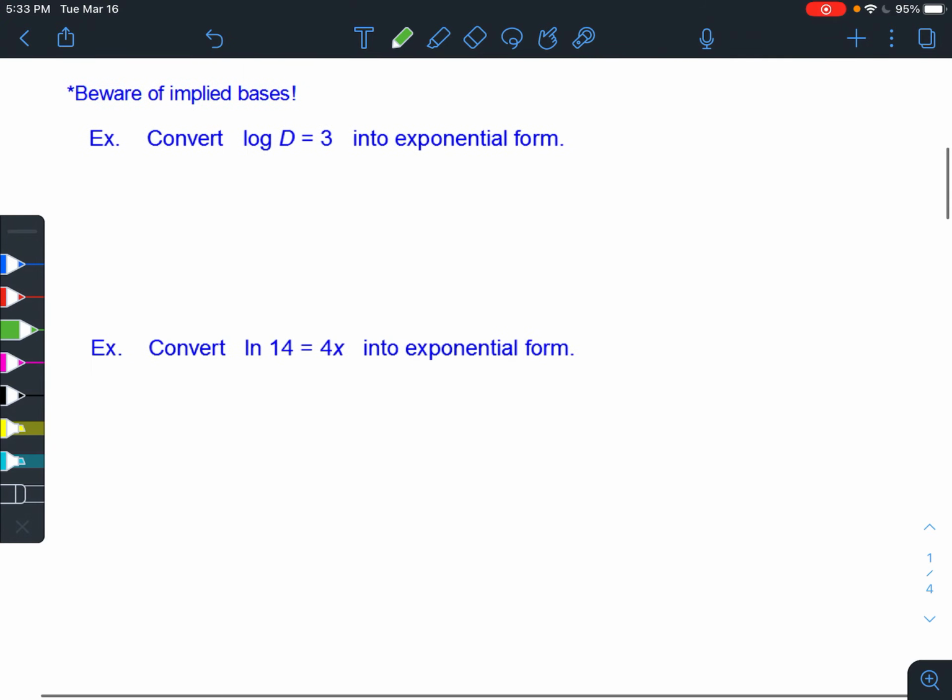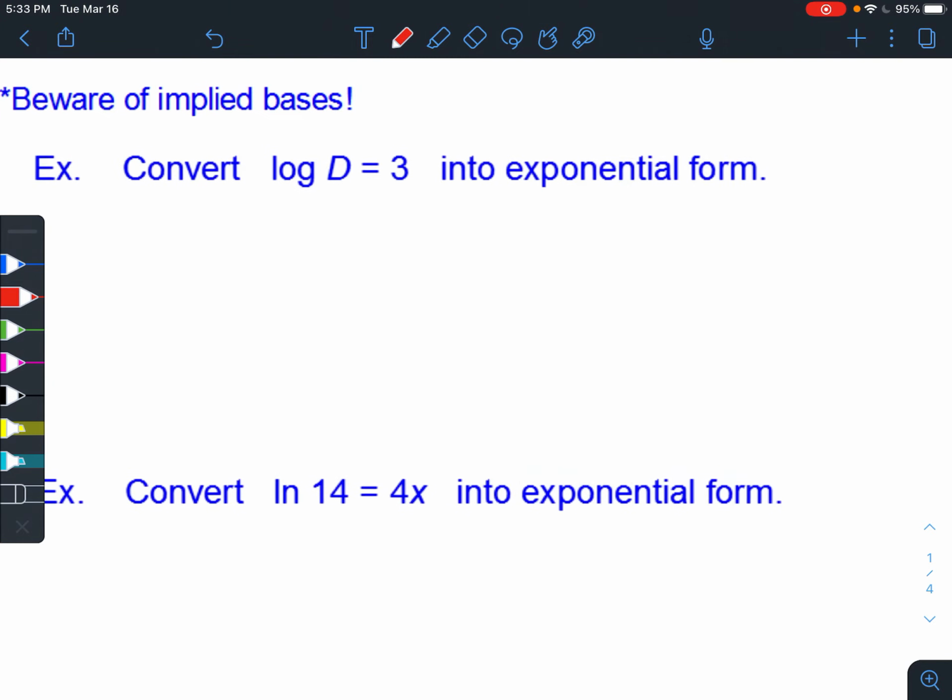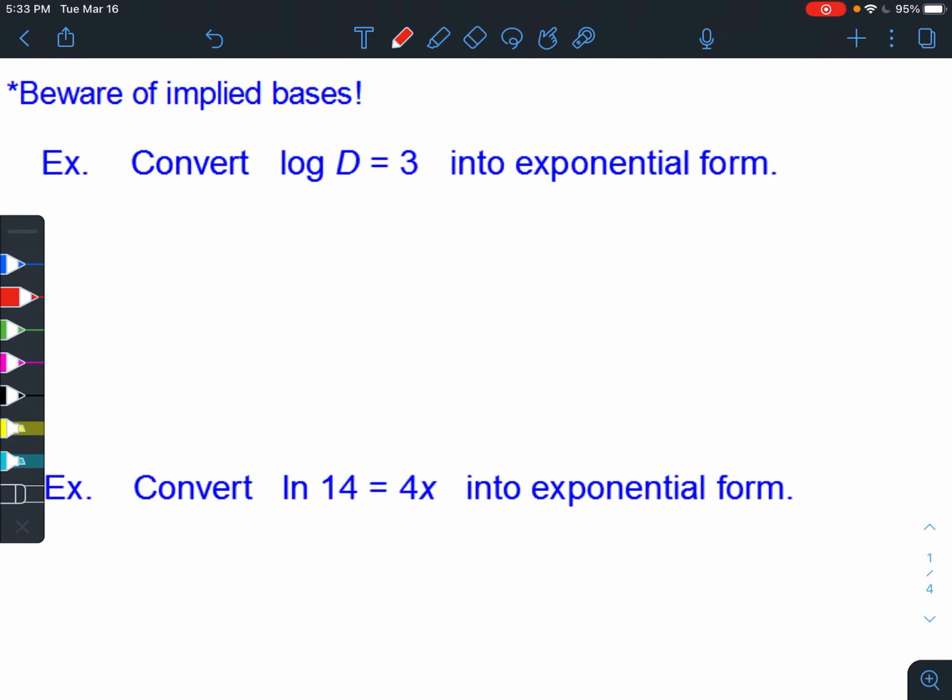Now as we're doing this, you have to be very aware of implied bases. Anytime we say log and don't put a base in there, like a lot of times in mathematics, we imply something, usually a 1 in most cases. This is an implied 10. So when I say log d equals 3, that really means log base 10. It's otherwise known as the common log. Not really a major deal, but that's the word that's used sometimes.